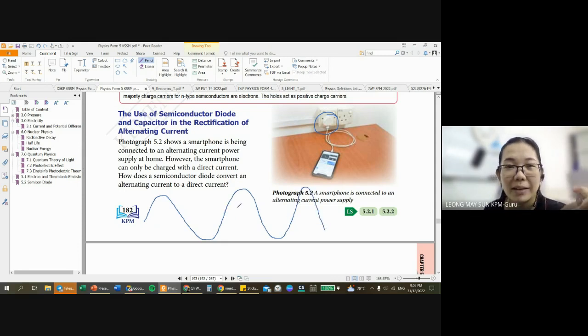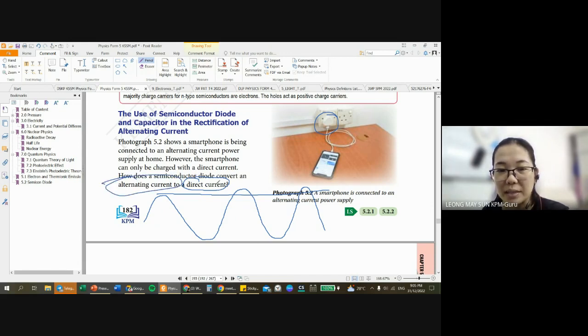But that's not what we have right now. We have our power supply always on. Our power supply is always there. Why? Because it's direct current. TNB supplies us alternating current, but what we are using is direct current. So how to convert alternating current to direct current? That is what we know as rectification.